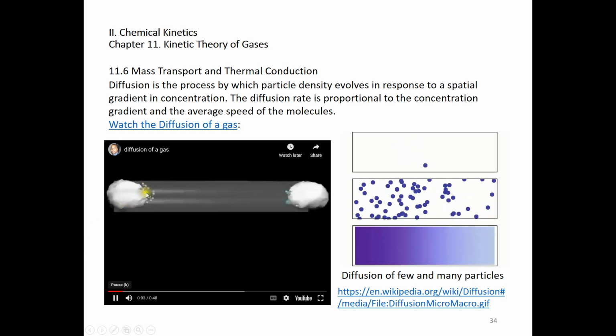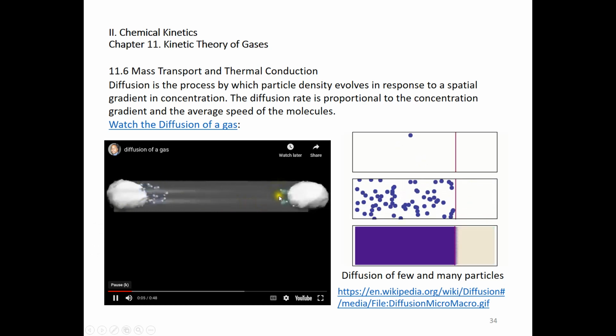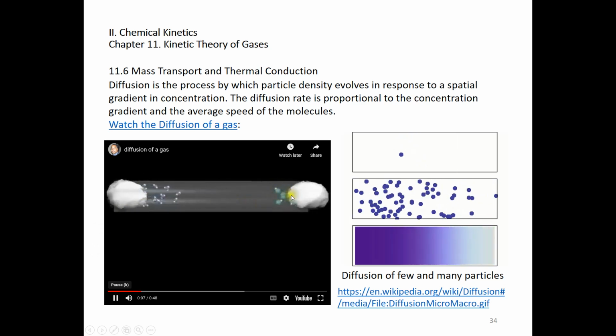So over here you see ammonia and HCl diffuse.